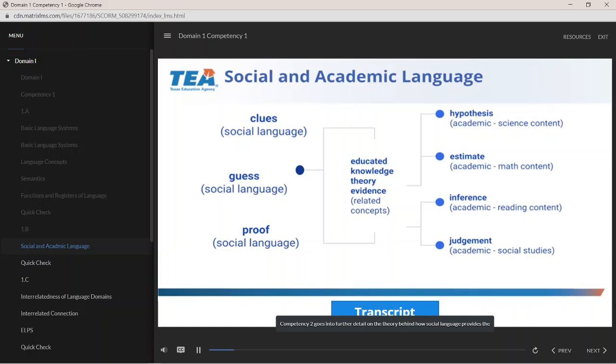Competency 2 goes into further detail on the theory behind how social language provides the foundational background knowledge for academic language. The student application is that by ensuring English learners understand how to use language functions and registers, students develop deeper connections between what they learn first, how to communicate informally, to more formal communication, and when each one is appropriate.